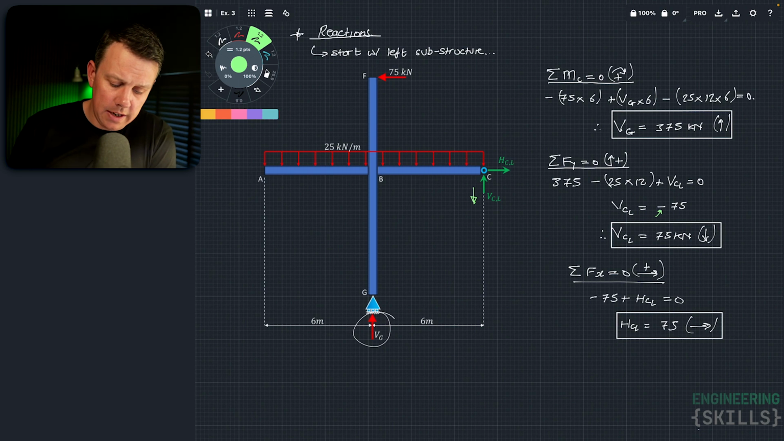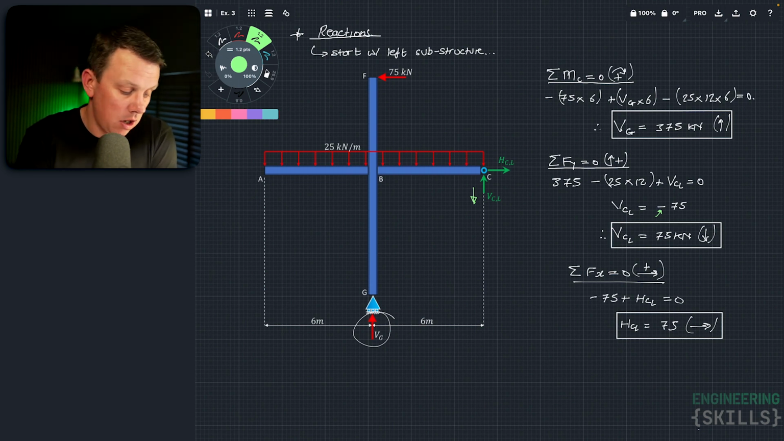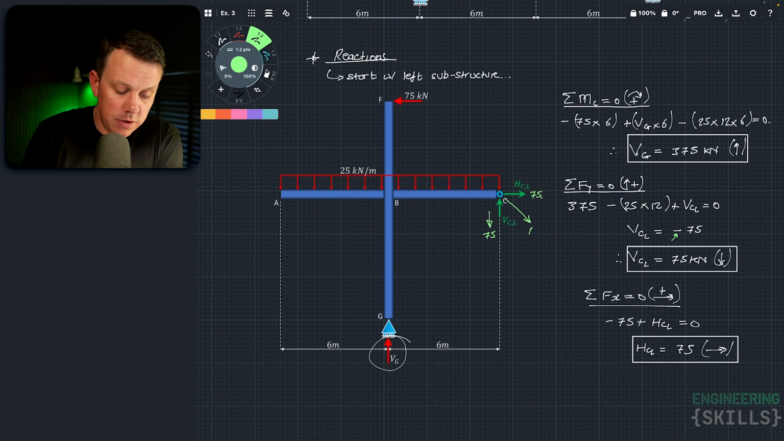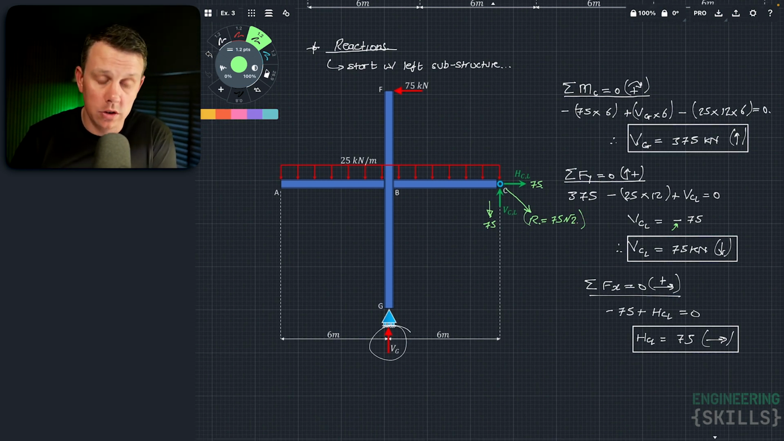Alright, if we pause there for a second and think about what's happening at that hinge, we know that the force transmitted through that hinge has a vertical component of 75 acting down. It has a horizontal component of 75 acting to the right, and so the resultant would be a force at 45 degrees down and to the right. That's the resultant force going through the hinge. It would have a magnitude of 75 root 2. We don't actually need that. We're going to stick with working with the two orthogonal components, but I just wanted to emphasize it is a single force transmitted through the hinge. We're just looking at the two orthogonal components of it here.